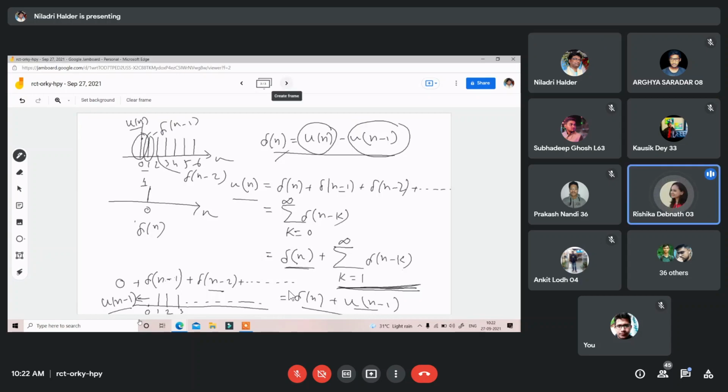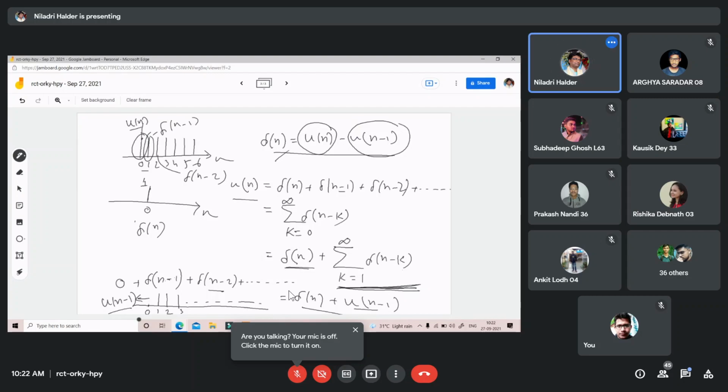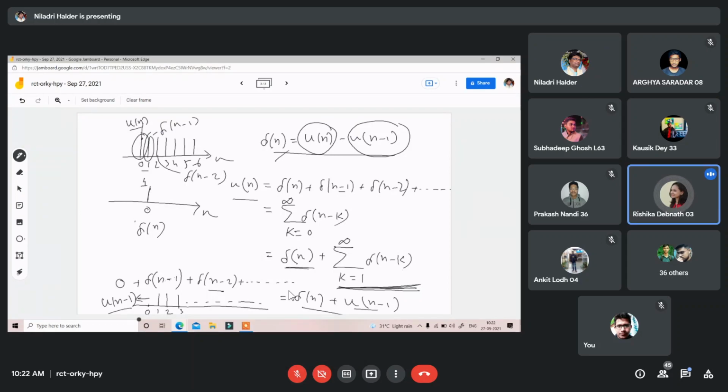Sir, but at 0, the impulse function should be 1. At 0, the impulse function from here. Sir, in the end, the signal that you have drawn, this un minus 1 that you have drawn here, at 0 it should be 1. Why it should be 1? Sir, because at 0 the value is 1. No, at 0 it's not 1.